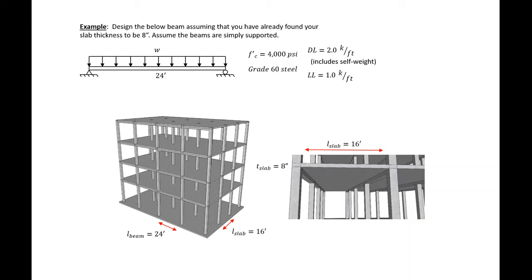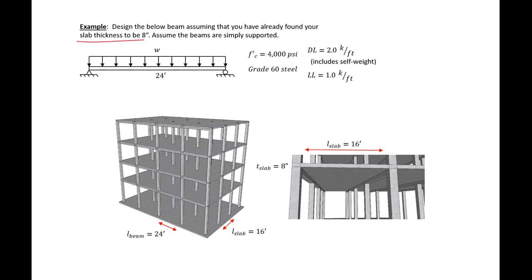In this example problem, we're going to design the below beam. We will assume that we have already found our slab thickness to be 8 inches, and we're going to assume that the beams are simply supported. So we can see that this is a one-way slab on beam system.